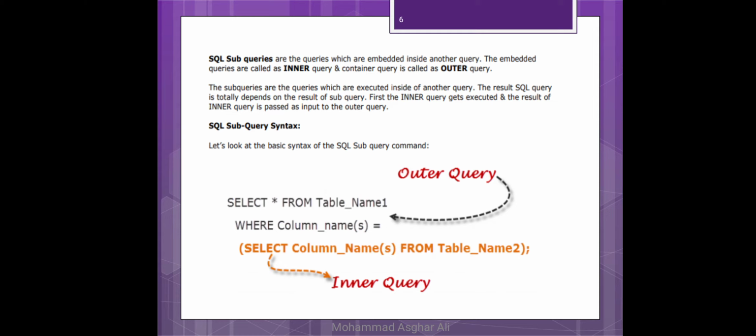Select asterisk from table name 1 where column name equal to, select column name from table name 2. Here, select asterisk from table name 1 is the outer query, and within brackets, select from table name 2 is called the inner query. So first the inner query executes, then the outer query executes.